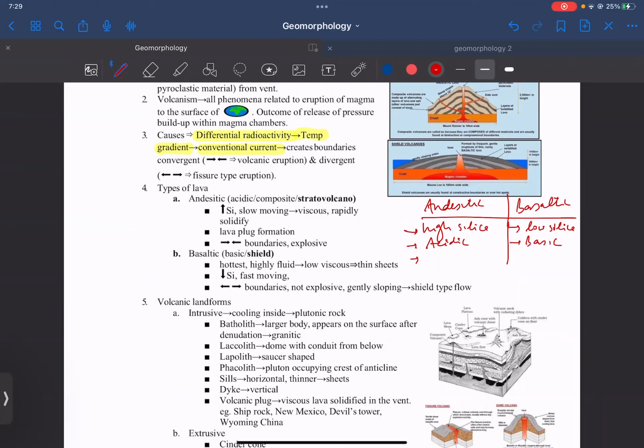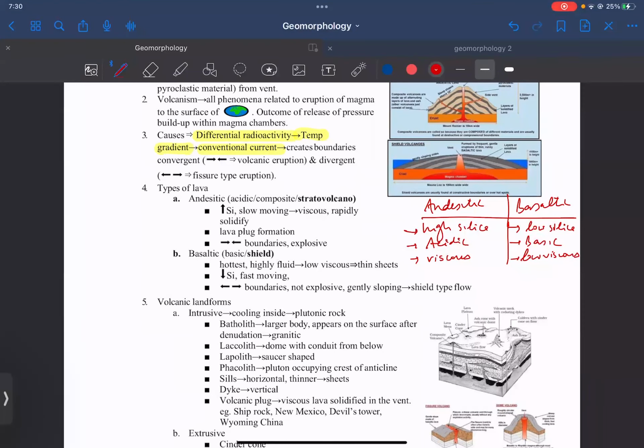So since they have high silica content in the magma, they are highly, closely packed. So they are viscous. It's like jam. You are keeping jam and water on the same table. So now what would happen? Water would have more fluidity as compared to jam. When a liquid is able to move freely, it has the property of low viscosity. But if it is not able to move freely, or has low fluidity, it is viscous. So basic has low viscosity. All right, keep this in mind.